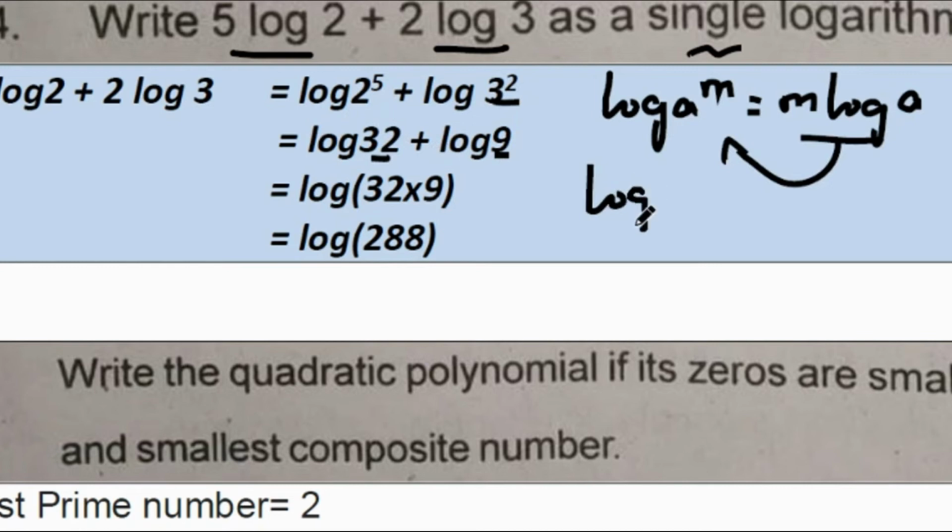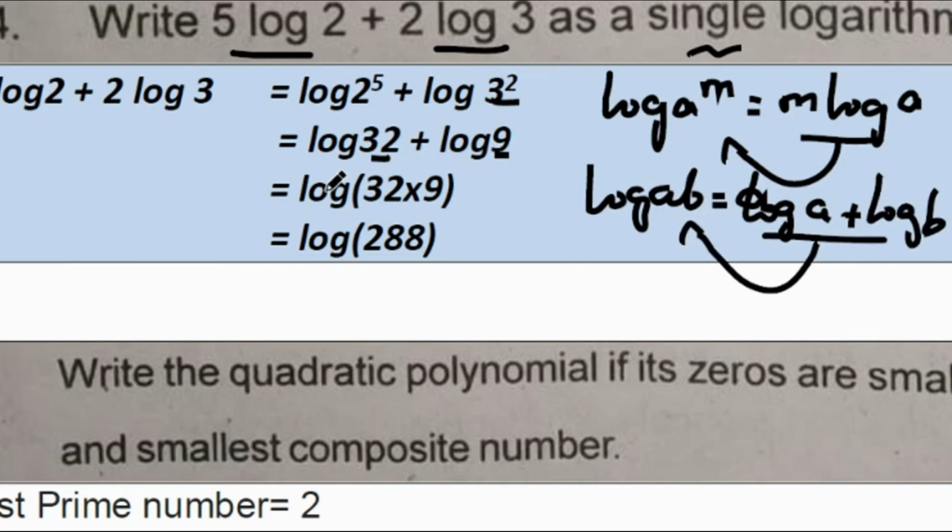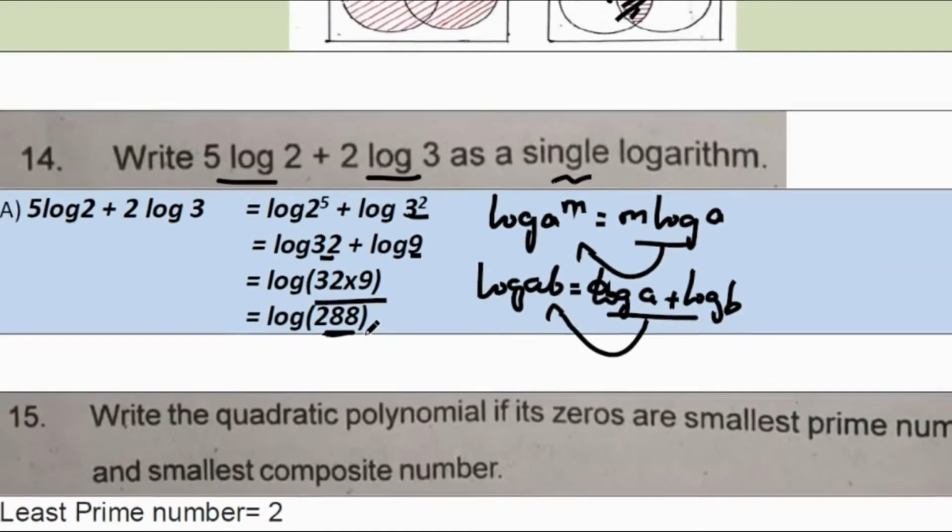We also know the formula log A plus log B can be expressed as log A into B. So log 32 plus log 9 can be represented as log 32 into 9, which is log 288.